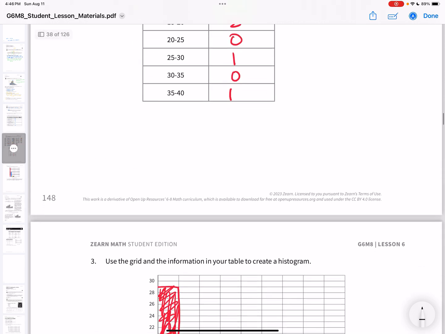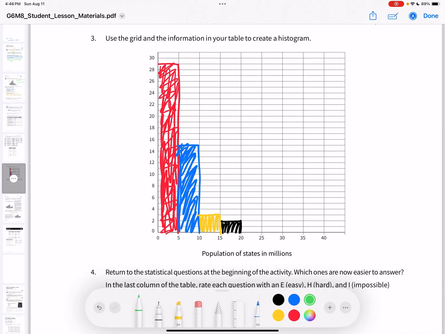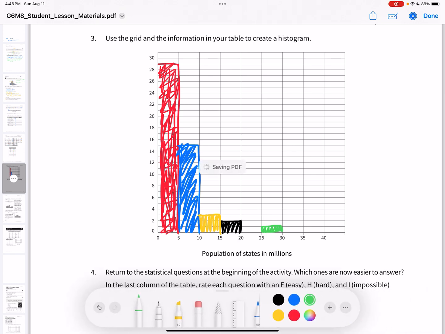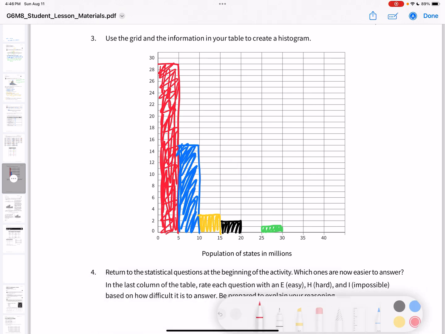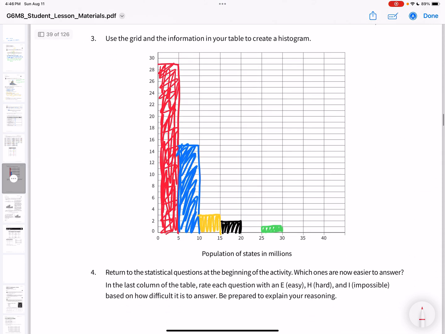25 to 30 is 1. So we'll go 25 to 30 is 1. 30 to 35 is also 0. Yep, and 35 to 40 is 1. All right, we have created our histogram.